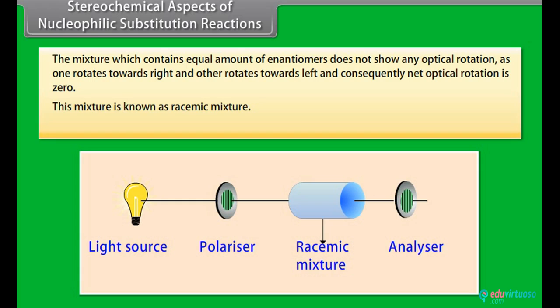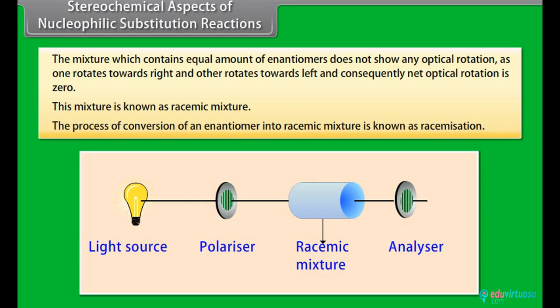This mixture is known as racemic mixture. The process of conversion of an enantiomer into racemic mixture is known as racemization.